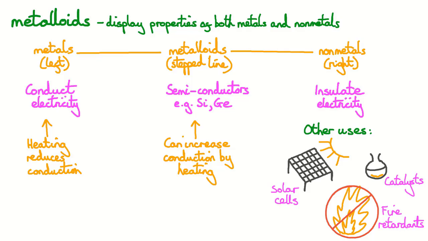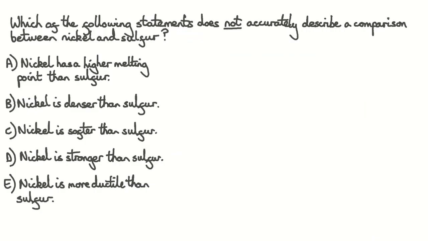Now that we've explored the properties of metals, nonmetals, and metalloids, let's have a go at some questions. Which of the following statements does not accurately describe a comparison between nickel and sulfur? A. Nickel has a higher melting point than sulfur. B. Nickel is denser than sulfur. C. Nickel is softer than sulfur. D. Nickel is stronger than sulfur. Or E. Nickel is more ductile than sulfur.